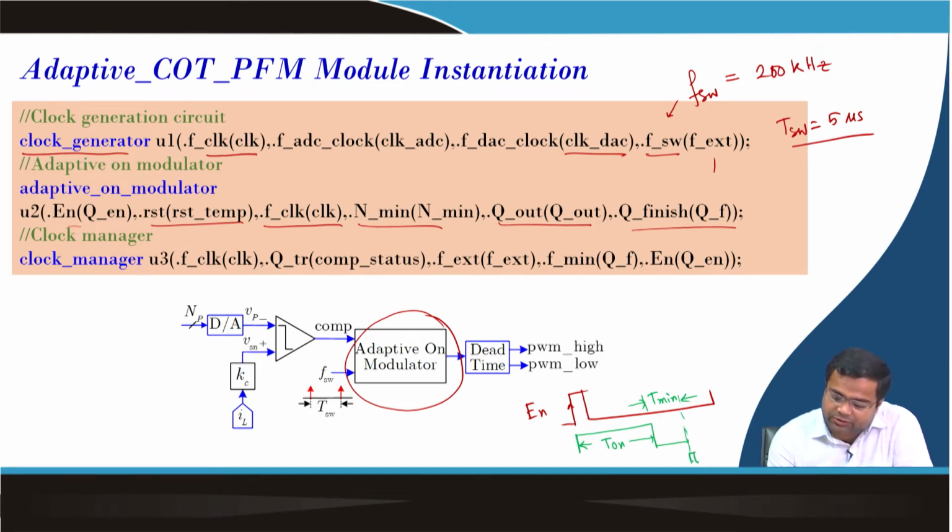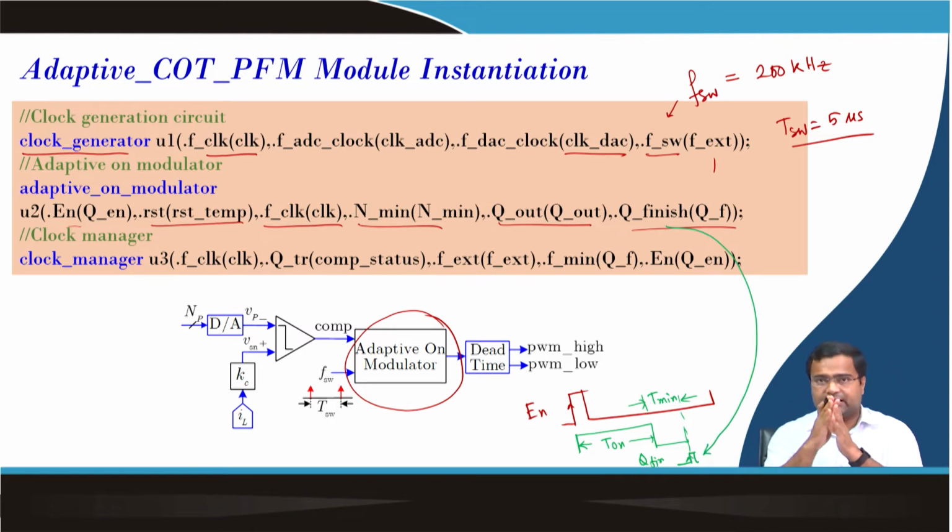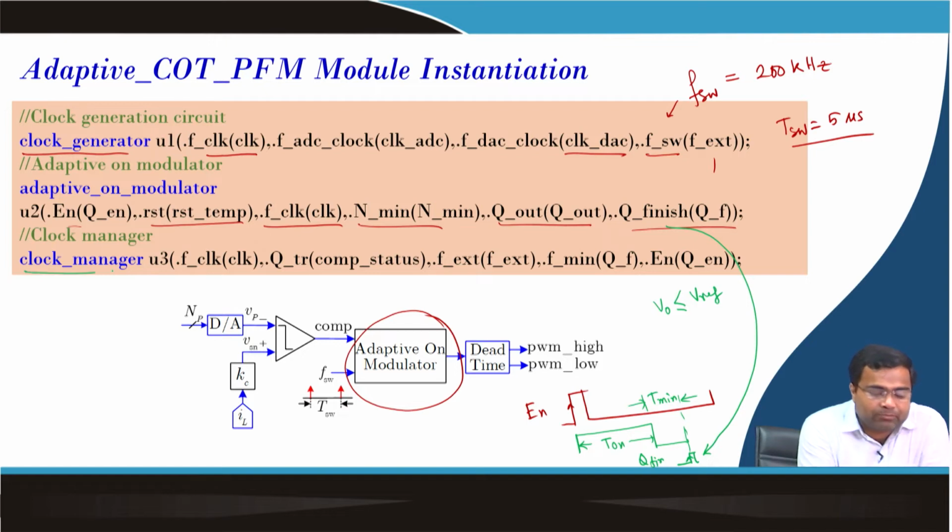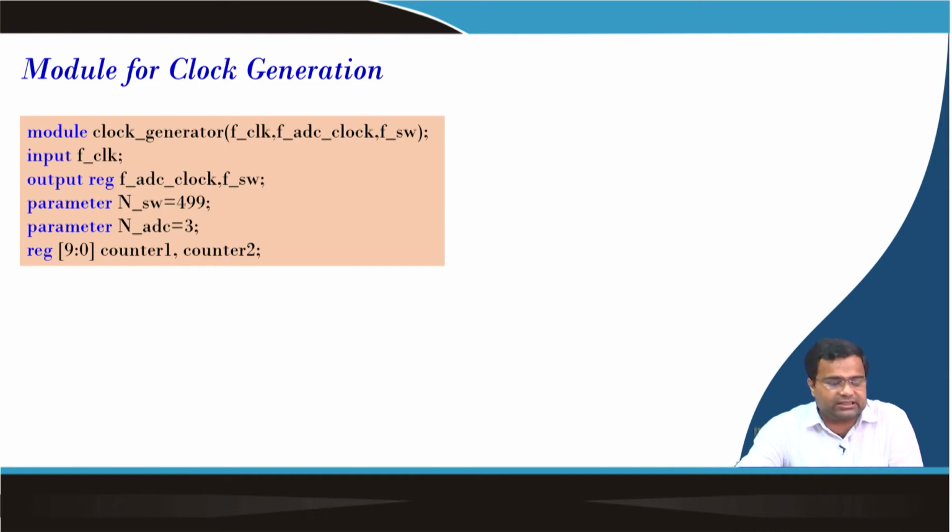So, here our Q finish, whatever clock we are talking about, it is basically this clock. Whenever this minimum off time has elapsed, it will generate this, and this is to check whether your QTR is still high, that means whether your output voltage is still below the VREF, then it may trigger another on time. And then this is the clock manager which will generate this enable clock, and we are going to discuss it. The clock generation block we have discussed multiple times, so I am not going to discuss it.